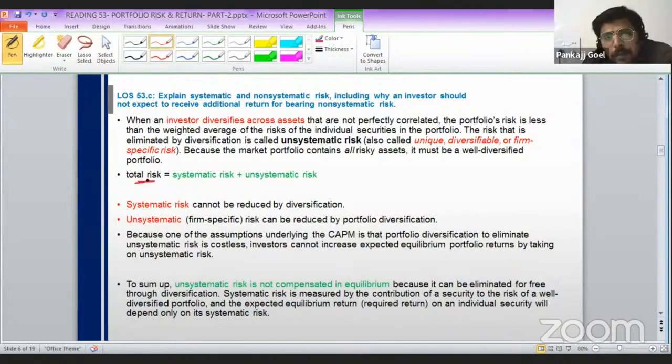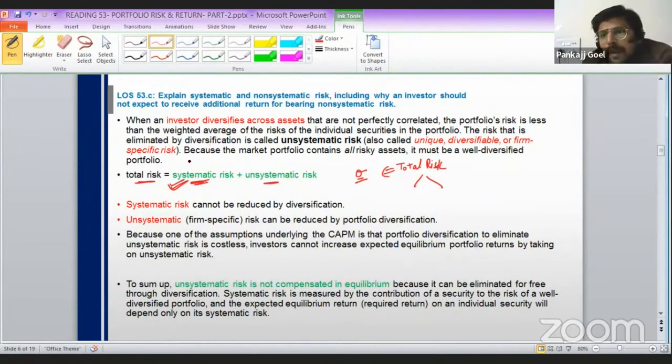Now we know that there are two types of risk. One is systematic, one is unsystematic. For example, total risk, we can measure the total risk through standard deviation. Now it can have two parts, one is systematic, one is unsystematic. As the name says, systematic risk is that risk which is because of the whole system. An individual's action cannot eliminate it. So that kind of risk is systematic risk.